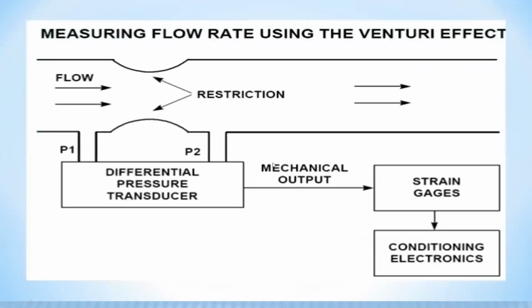Measuring flow rate using the Venturi effect. The flow is passing through the Venturi pipe, and the differential pressure transducer takes the mechanical output. In that mechanical output, the strain gauge and conditioning electronics are used. These are the constructional details. The strain gauge calculates the flow measurement of the Venturi pipe.